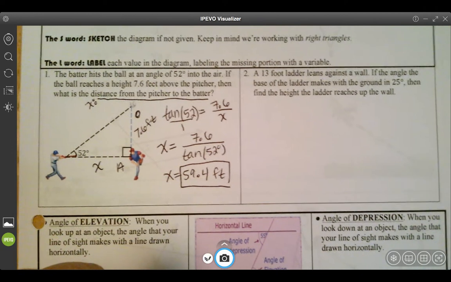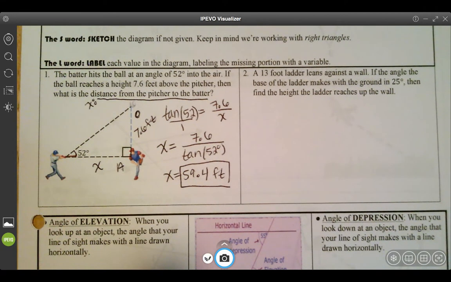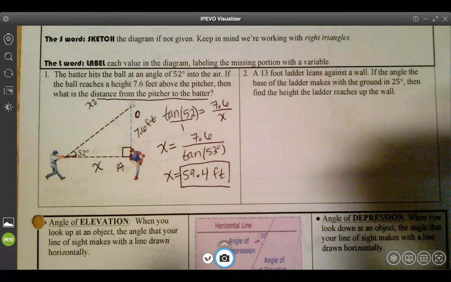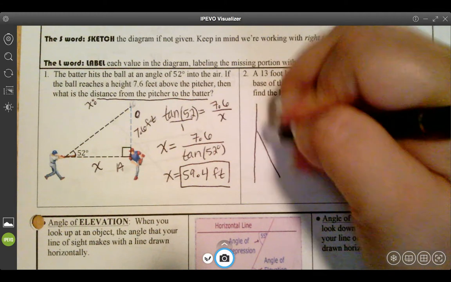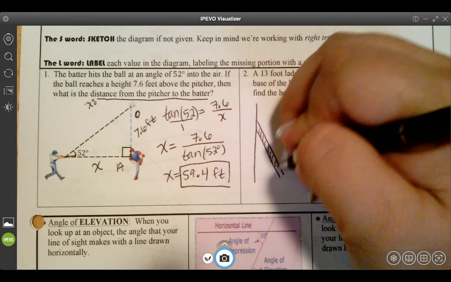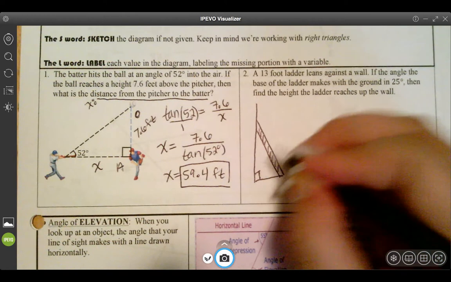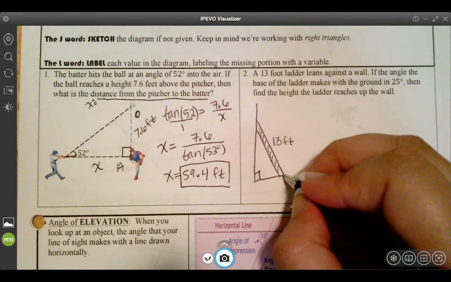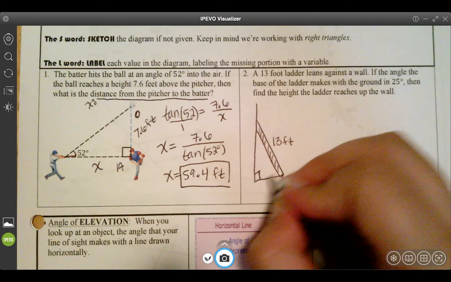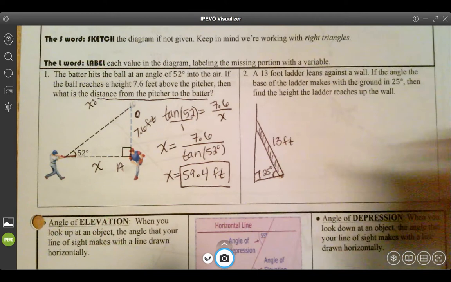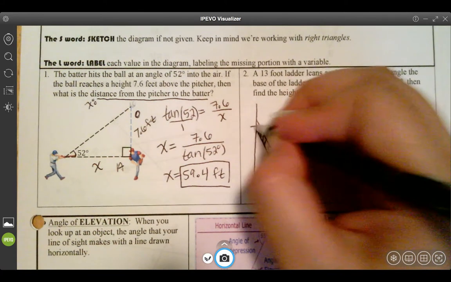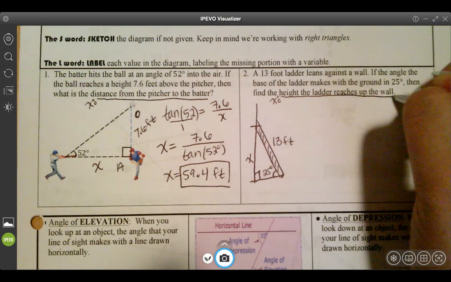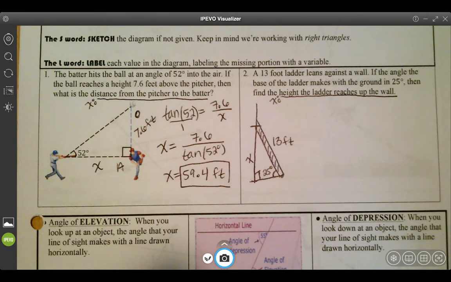In our next example, we have a 13-foot ladder leaning against a wall. If the angle at the base of the ladder with the ground is 25 degrees, then find the height of the ladder reaching up the wall. So here's my wall. I've got a ladder leaning against it, and now I'm going to reread the problem to label my diagram. A 13-foot ladder leans against a wall. The angle the base of the ladder, that's the bottom, makes with the ground is 25 degrees. Find the height of the ladder reaching up the wall. So that's X, the height the ladder reaches up the wall.